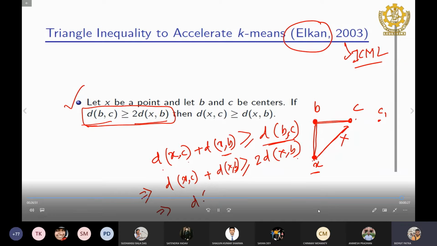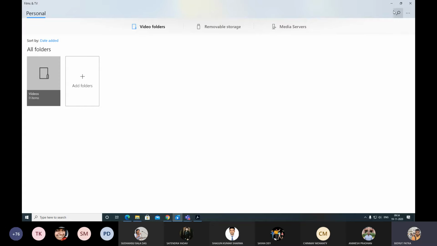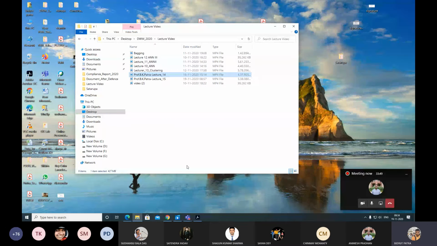From here you can write distance from X to C greater than or equal to, you can take it out here, distance of X to B. So therefore, if you know this distance, you can compare. And if it does not satisfy, in that case, you have to compute the distance. There is no other choice. But if this satisfies, then you can avoid many distance computations. So do you have any doubt?